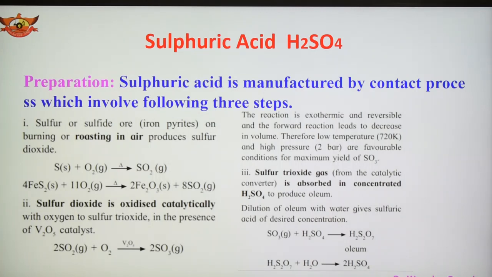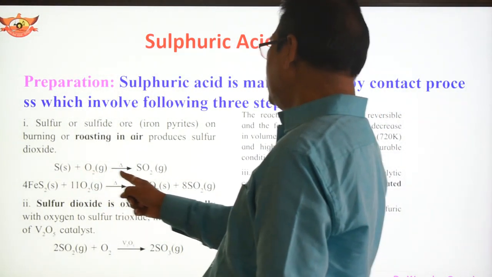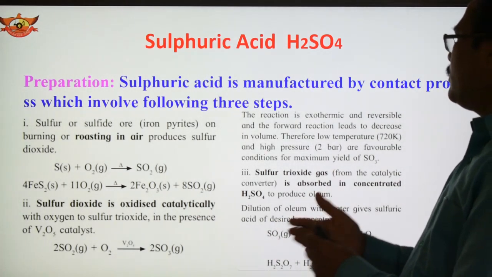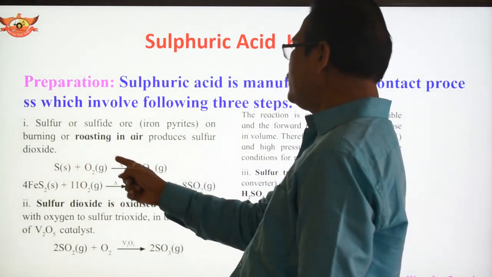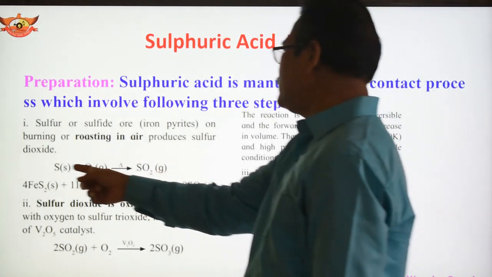In the first step, sulfur or a sulfide ore like iron pyrite we have to burn or roast in air, and it gives sulfur dioxide. The reaction is shown here: sulfur reacts with oxygen. Roasting means we carry out the reaction in the presence of oxygen. So sulfur reacts with oxygen, we burn or roast it in a furnace, and we get SO2. So this is direct combination.